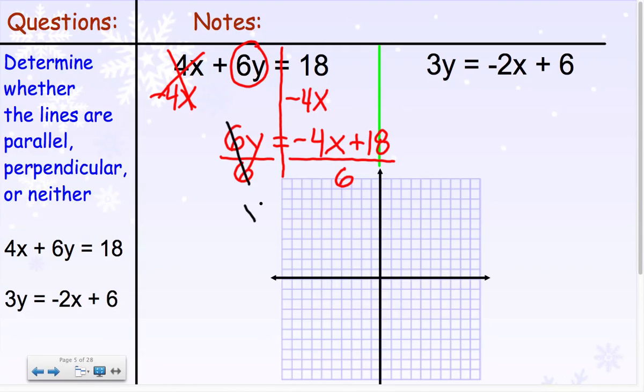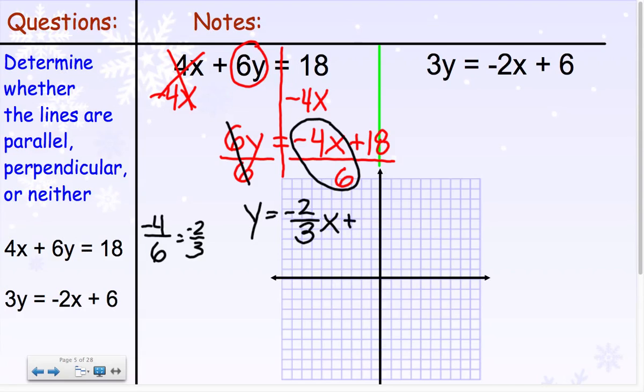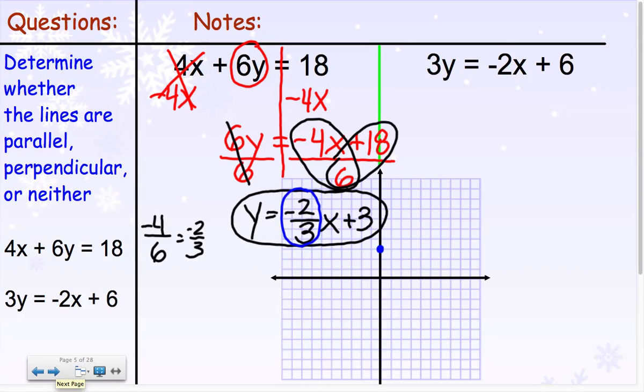6's cancel, and I have y equals negative 4 over 6. That I can actually simplify into negative 2 over 3. So I'm going to put negative 2 over 3, x, 18 divided by 6 is 3. So there was the other half of my heart. Here is my equation. My slope is negative 2/3. Now I can graph that. So if I go to 3 on my y-axis, rise negative 2, run 3, rise negative 2, run 3.